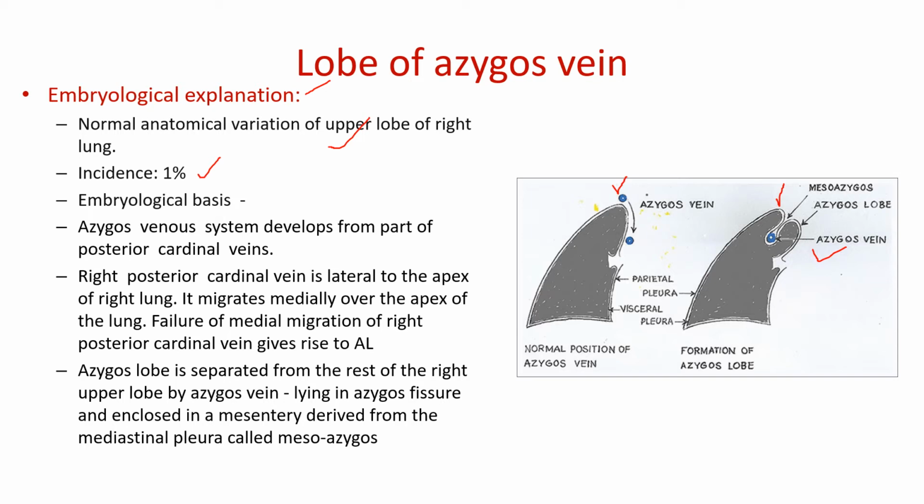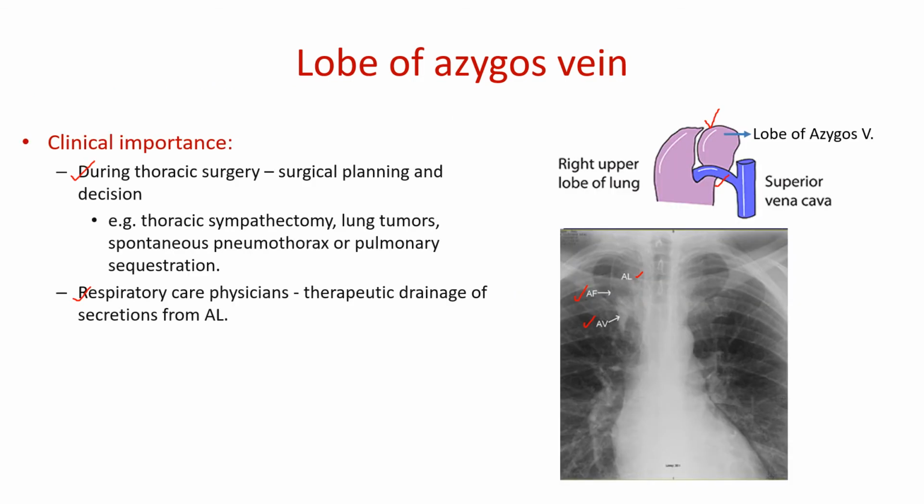So this azygos vein is lying in the fissure known as the azygos fissure, and it is enclosed in a mesentery which is derived from the mediastinal pleura, and this mesentery is called the mesoazygos. So hope you have understood the embryological explanation for the lobe of azygos.